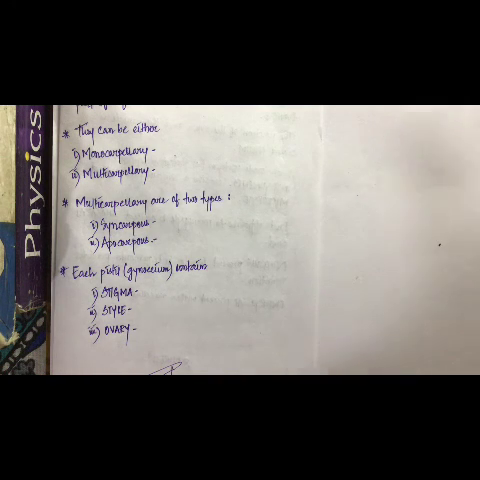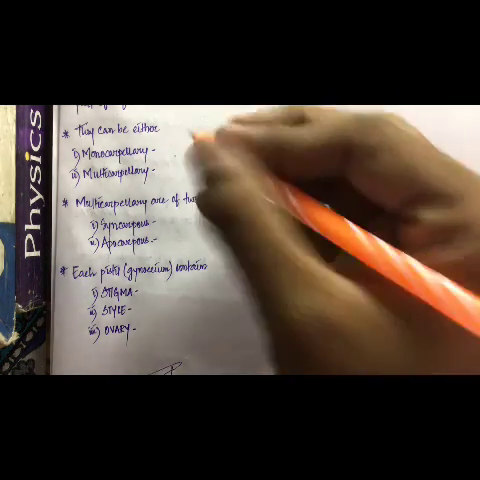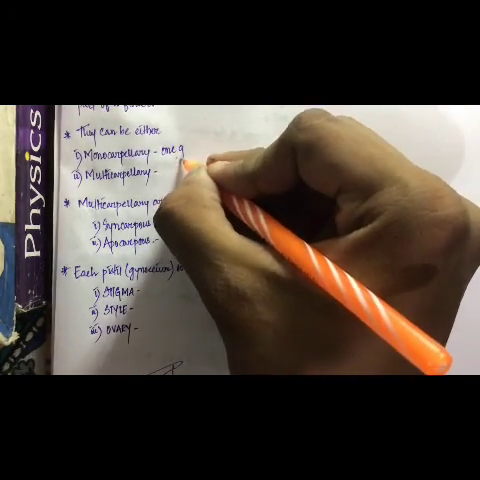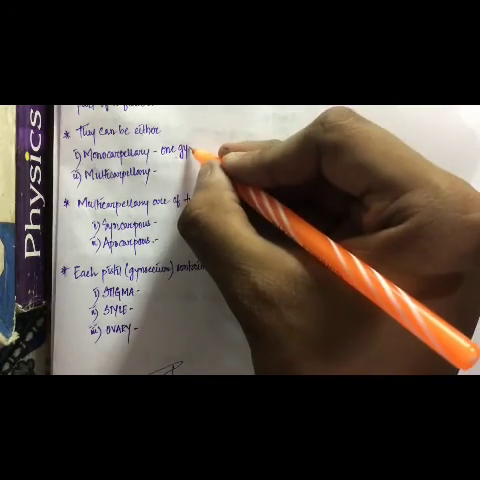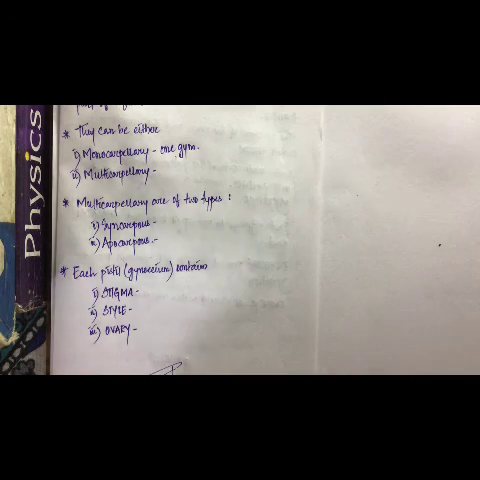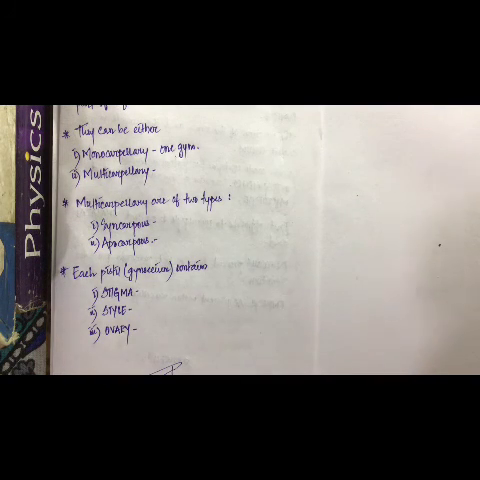Monocarpellary means a flower contains only one gynoecium. Listen to it. If a flower contains only one gynoecium, then it is called a monocarpellary flower. So what is a monocarpellary flower? If a flower contains only one single gynoecium, that is called a monocarpellary flower.